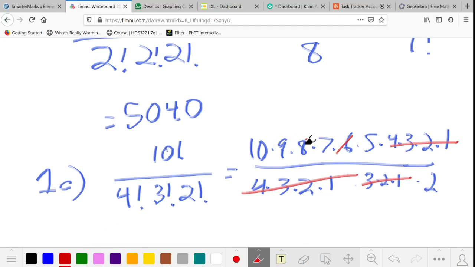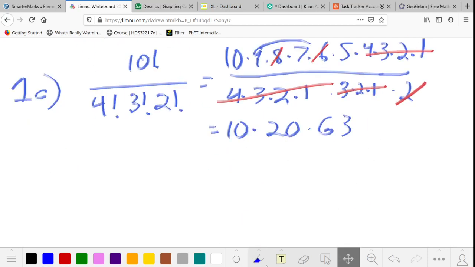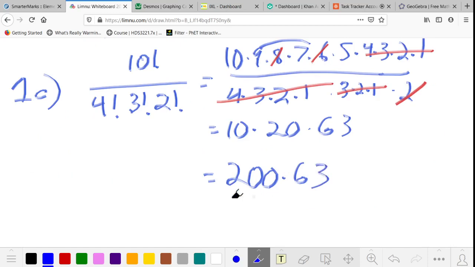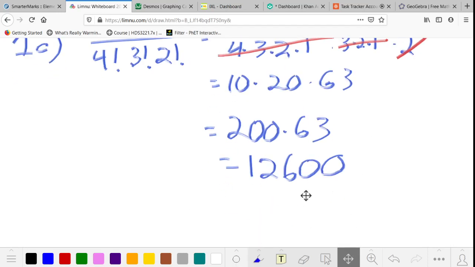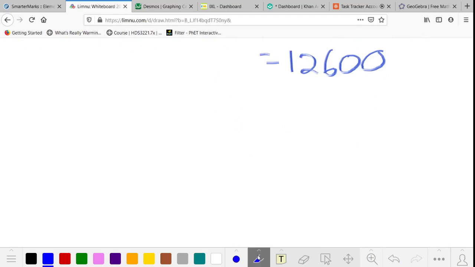So let's reduce the 8 with that instead of the 10, because multiplying by 10 is easy for mental math. 4 times 5 is 20. And 9 times 7 is 63. So this is 200 times 63. 2 times 63 is 126. And we have 2 zeros on the end. So that one is 12,600.